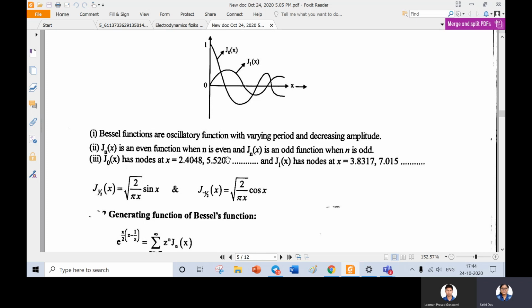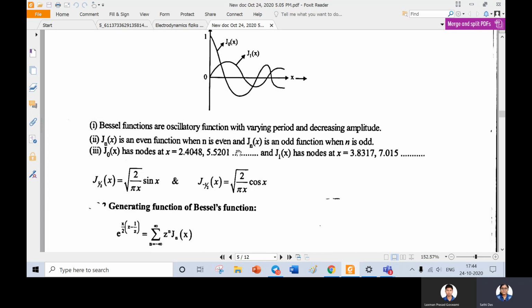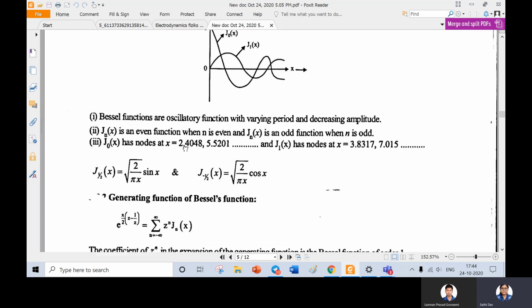Jn(x) is an even function when n is even, and Jn(x) is an odd function when n is odd. And J0(x) has nodes at x equals to 2.4048, 5.5201, and so on. So nodes means the function value will become 0. If we plot this J0 this way, we will get the plot. And here the first node for J0 is at x equals to 2.4048. Okay, and the second node is 5.5201.